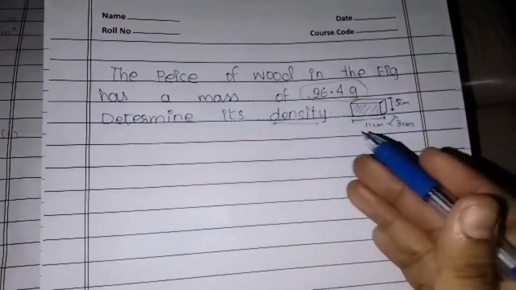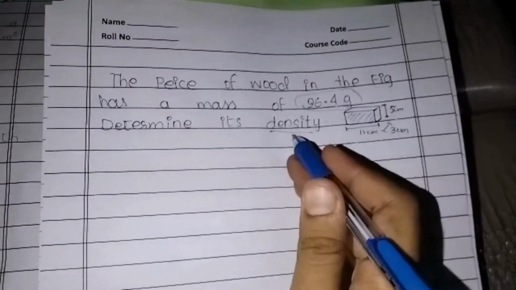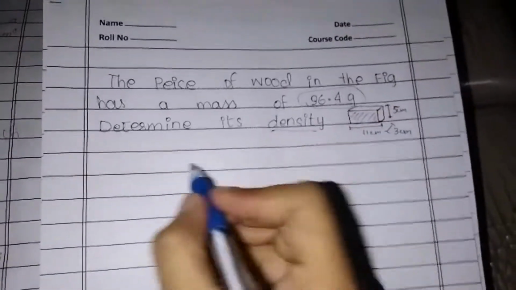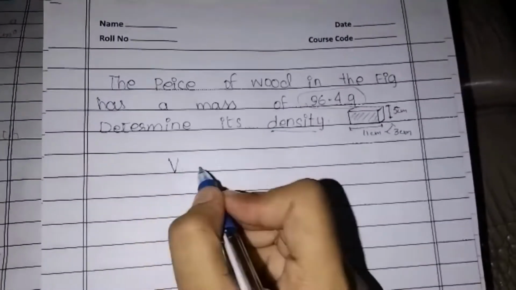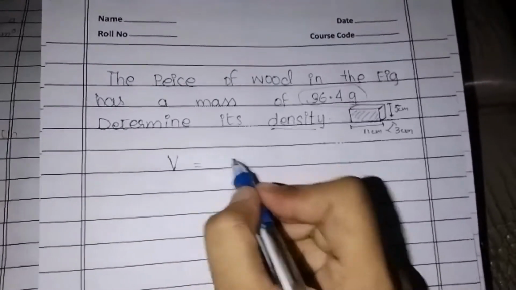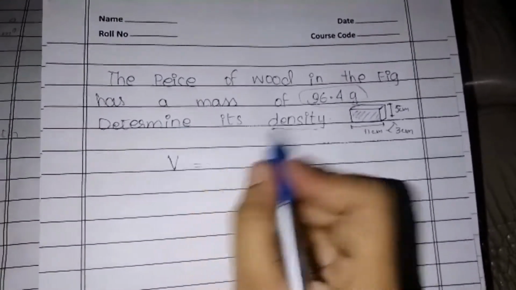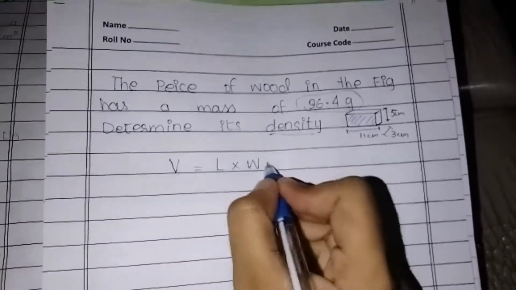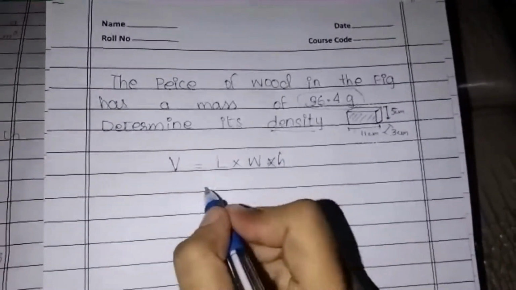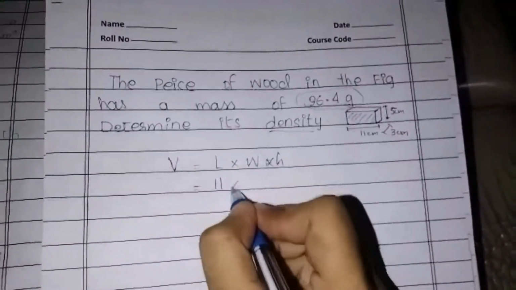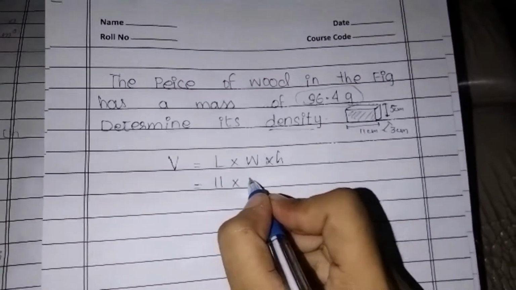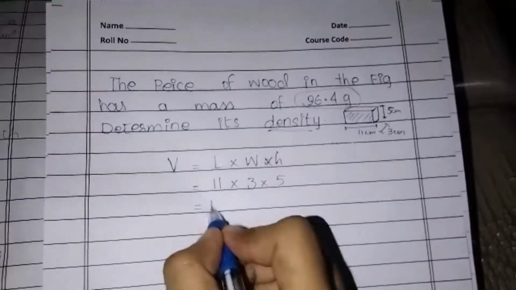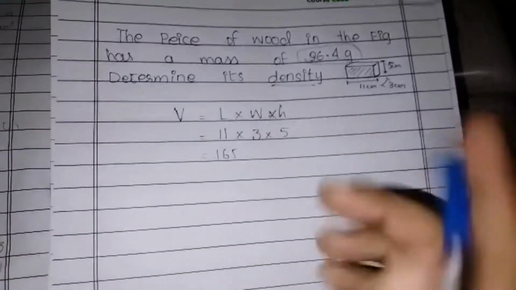So we need to find its density, but to find this density we also need to find its volume. So the first thing we're going to do is find the volume of the wooden block, which would be length multiplied by width multiplied by height. So that's how we're going to calculate the volume.